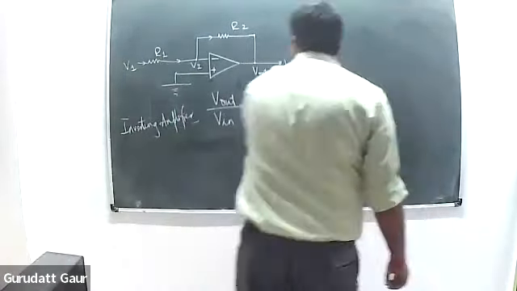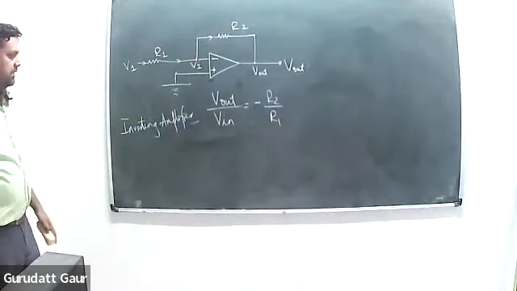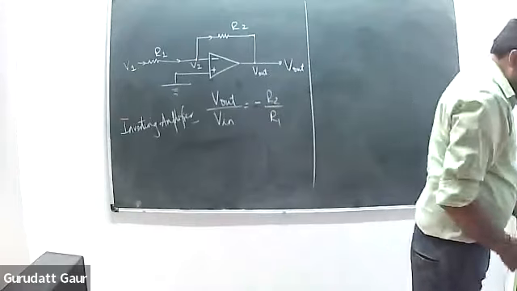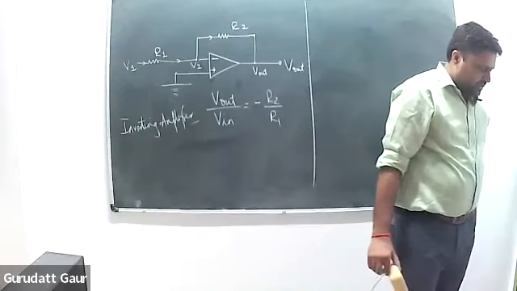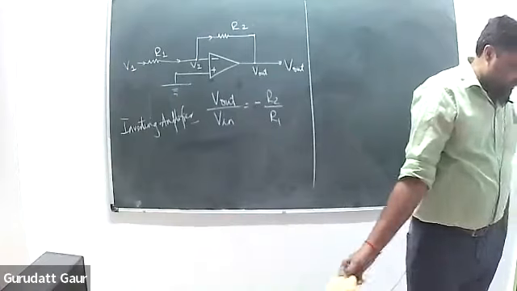And of course, if you choose R2 equal to R1, then you will get the same output. You can control it. Unity gain. This is one example. I think it is also called buffer amplifier with unity gain. Yeah, I'll show you the buffer.